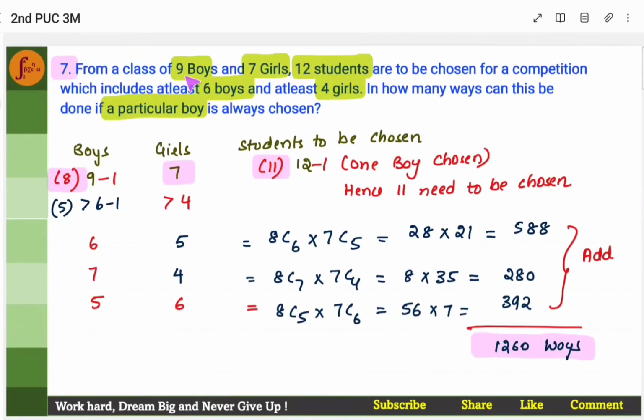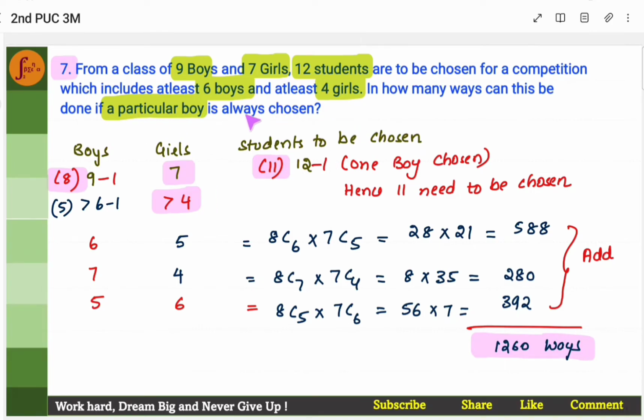Next problem: from a class of 9 boys and 7 girls, 12 students are to be chosen. So 9 boys, right? 7 girls, 12 to be chosen. At least you should have 6 boys. At least 6 means greater than or equal to 6. At least 4 girls means greater than or equal to 4. In how many ways can this be done if a particular boy is always chosen?